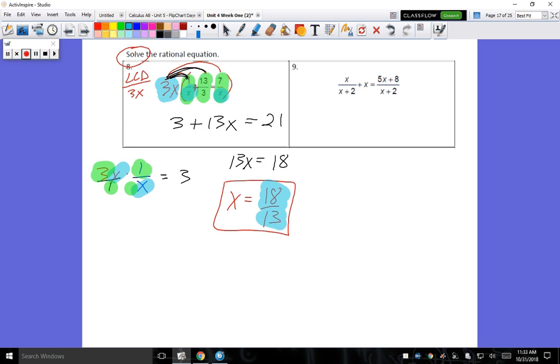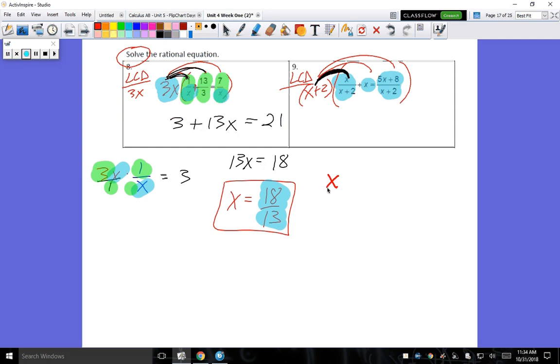Okay? Let's do the last one. I have 1, 2, 3 terms. You guys went straight to it, so I'm going to take off where you took me. What's the LCD? What's the least common denominator? X plus 2. So I'm going to multiply everything by x plus 2. Let's multiply this first one. What cancels, guys? The x plus 2's, right? The entire x plus 2.